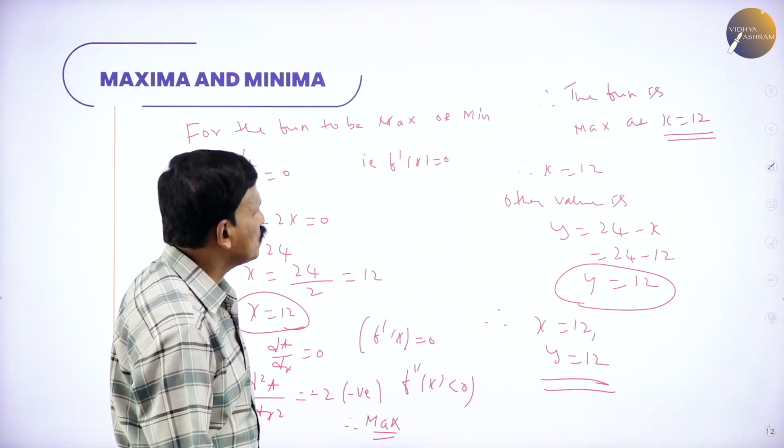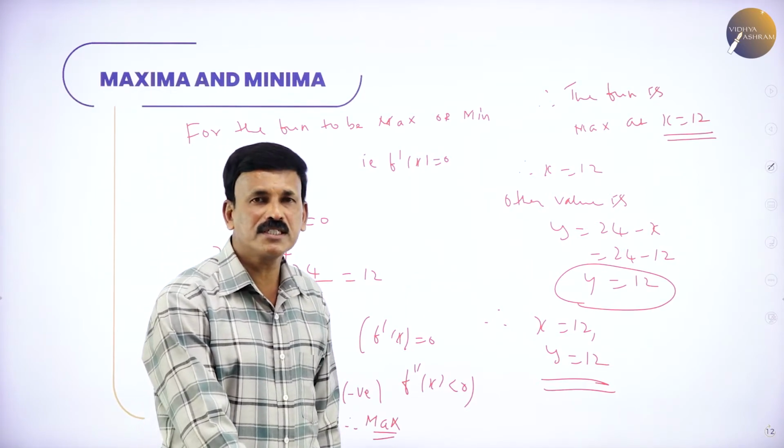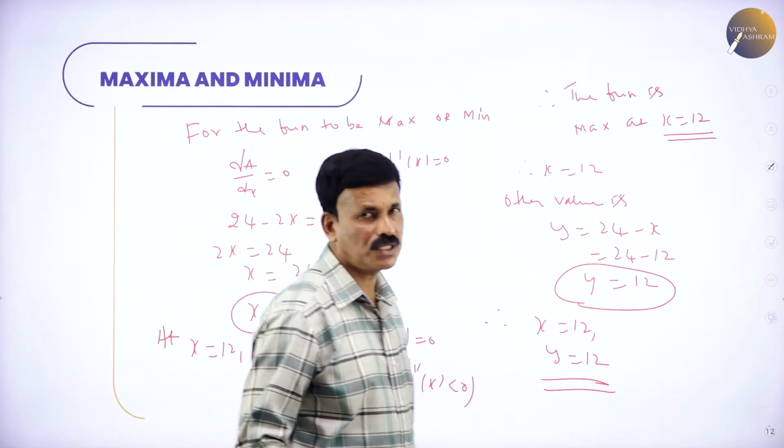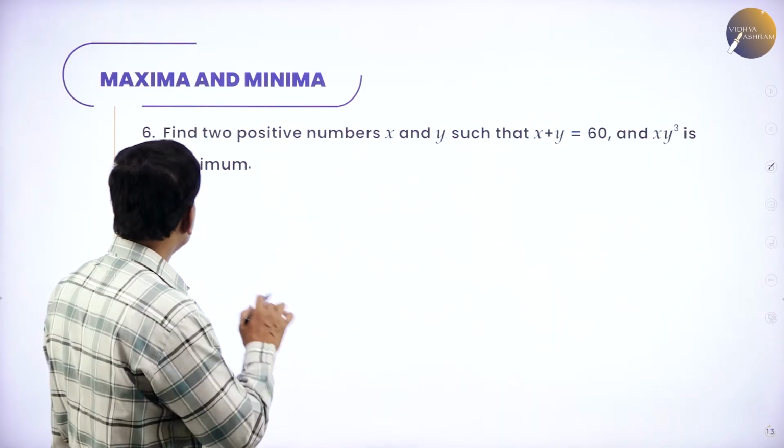Therefore, y is equal to 12. If one number is equal to 12, then the other number is also equal to 12. Therefore, the two numbers are 12 and 12. Okay. Now, let us come to the next problem.